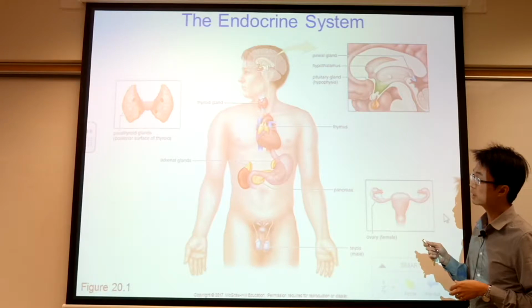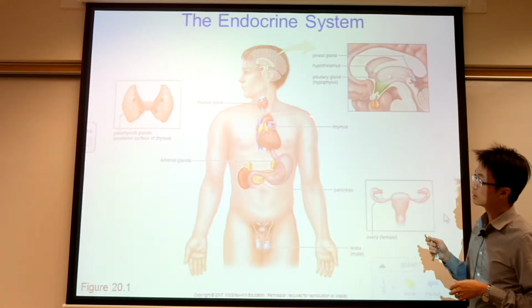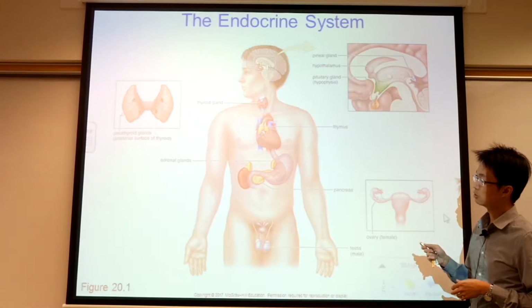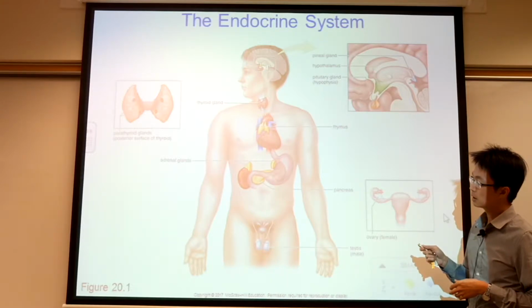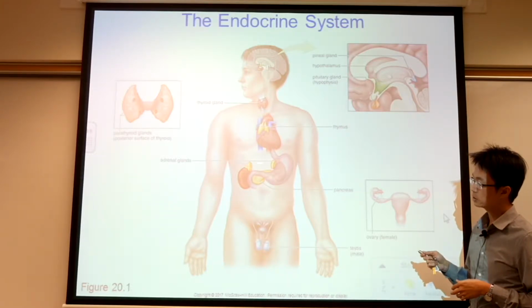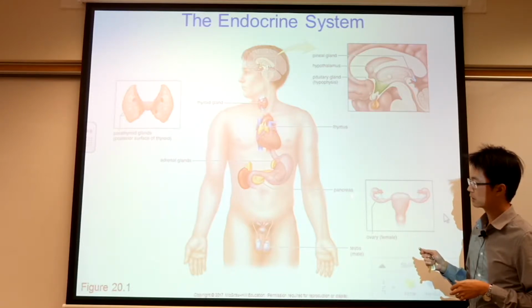And then we have the thyroid gland on our throat, on top of the larynx. On the surface of the thyroid gland, we have these four dots, called parathyroid glands. And then we have the thymus. Thymus is located anterior to your heart, but posterior to your sternum. And then the adrenal gland. Adrenal, as the name suggests, means on top. Renal means kidneys. So these adrenal glands are on top of the kidneys.